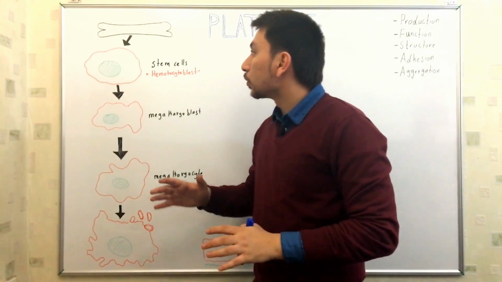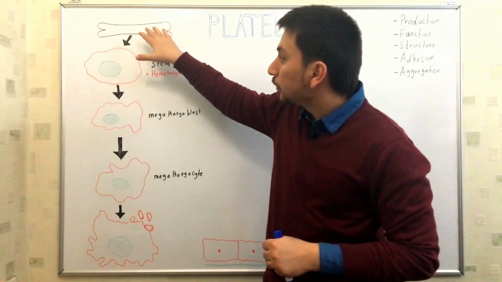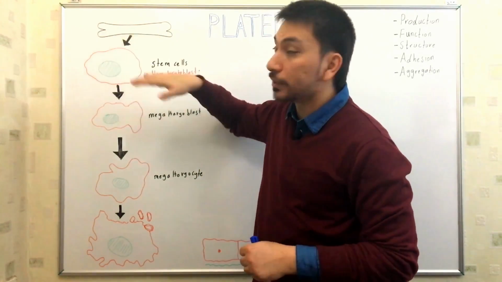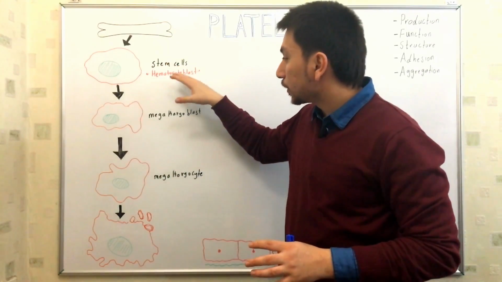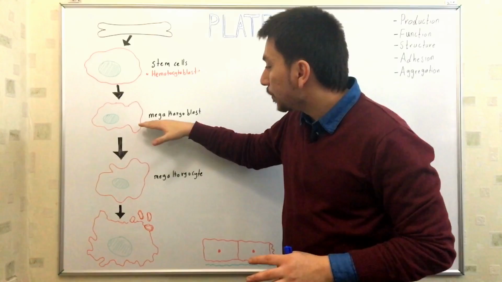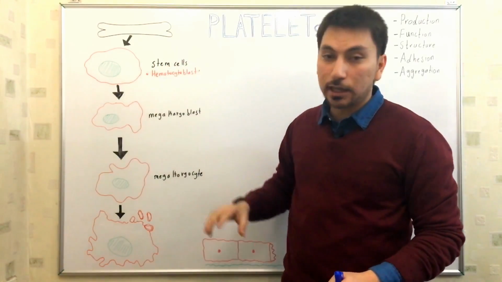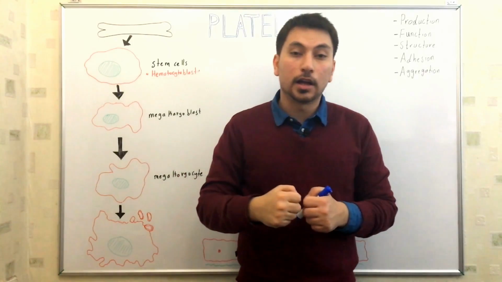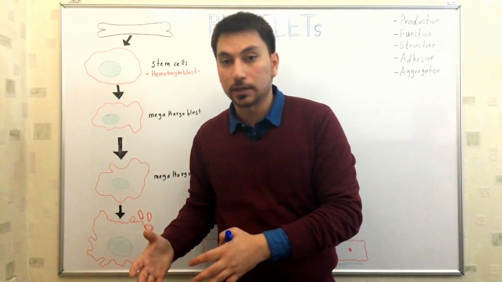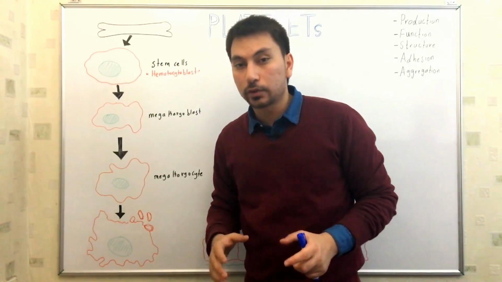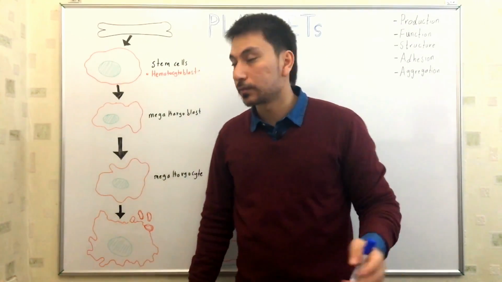Let's get started talking about how bone marrow produces platelets. Inside this long bone there is bone marrow, and inside this bone marrow there are stem cells. These stem cells will be converted to megakaryocytes because we need platelets here. But the same stem cell may convert to another cell to form red blood cells or white blood cells. But in this condition we are talking about how stem cells will produce platelets.